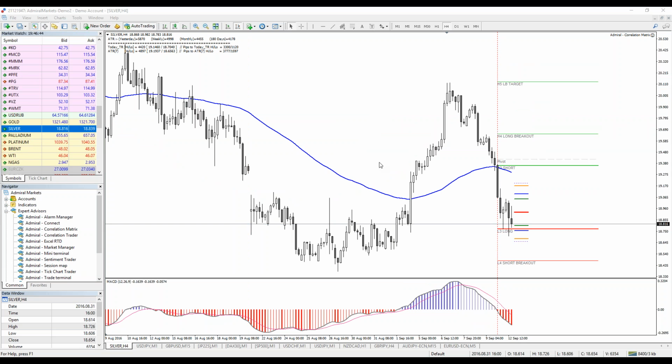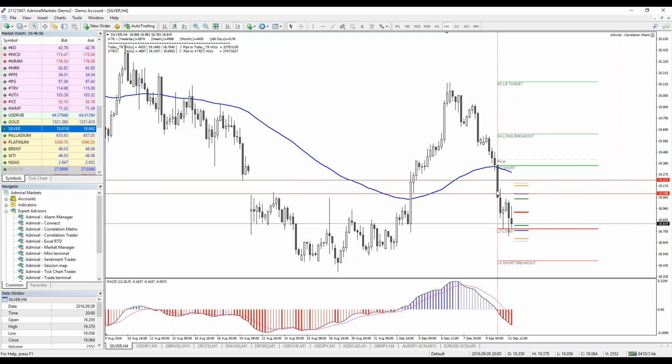It seems like it's being sold on rallies. So yes, this is very clear. This was the gap. The gap was closed. So another push here. This is sell on rallies, Emre.